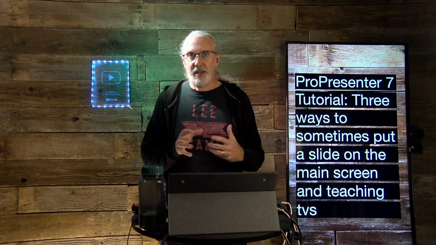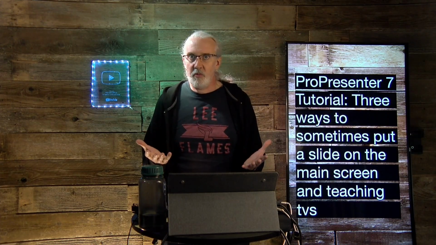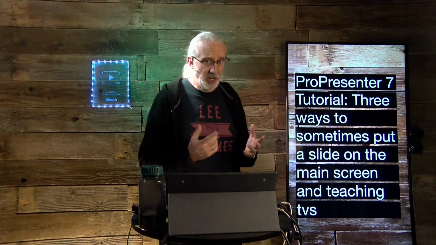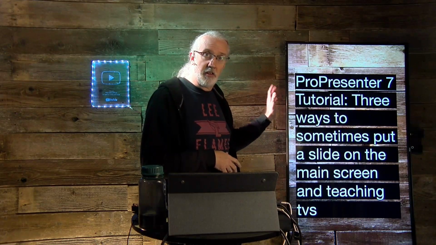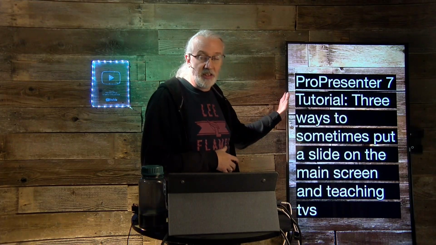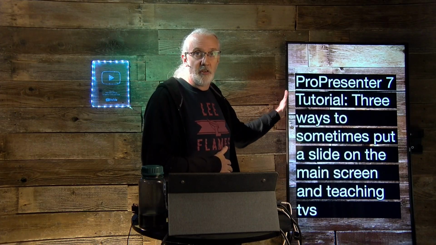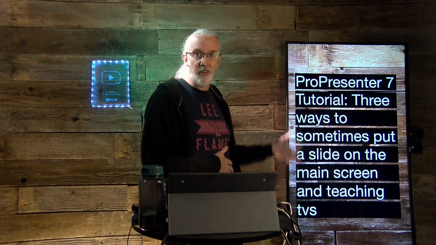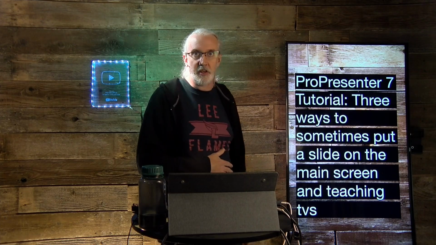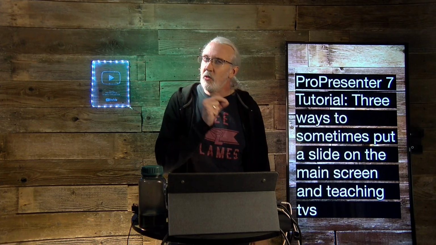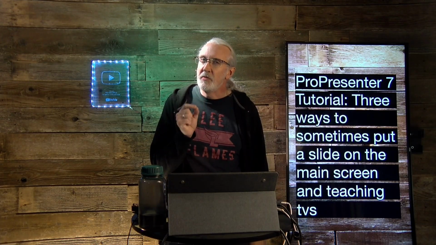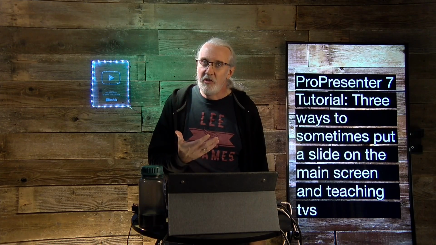If your church is one where you have a teaching TV, Andy Stanley is really well known for this. I'm actually kind of using one right here because this isn't like a virtual display. It's actually a TV that's getting a signal from ProPresenter. I'm using it vertically, but you could absolutely use it horizontally. Maybe you want text to sometimes be on one, or sometimes be on the other, or sometimes be on both. How do you do that?